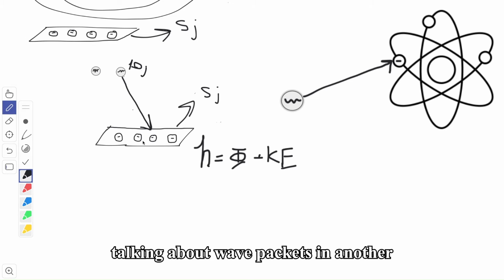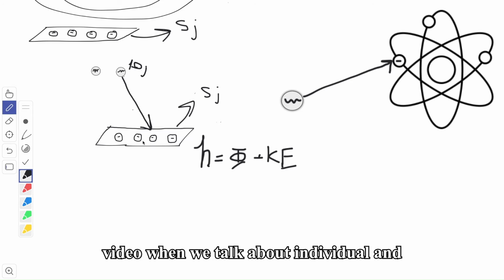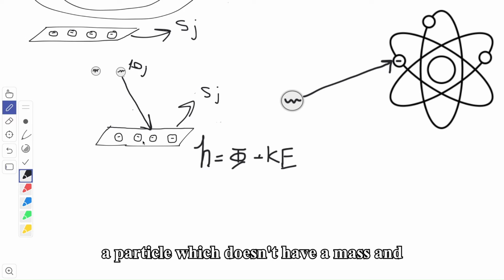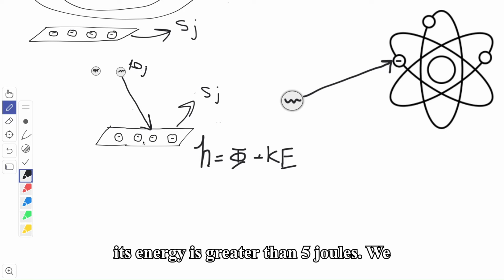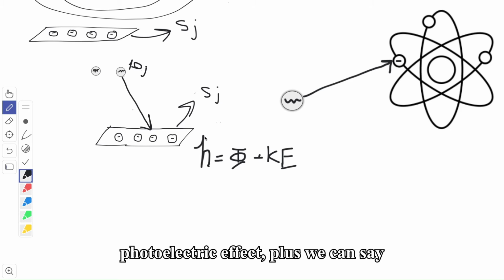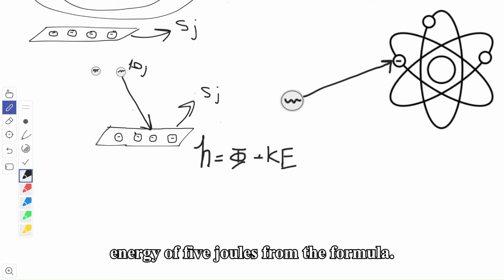But we'll be talking about wave packets in another video when we talk about individual and packet waves. For now, think of this as a particle which doesn't have a mass, and its energy is greater than 5 joules. We said that it was 10. We would observe the photoelectric effect. Plus, we can say that the electron would have a kinetic energy of 5 joules from the formula.